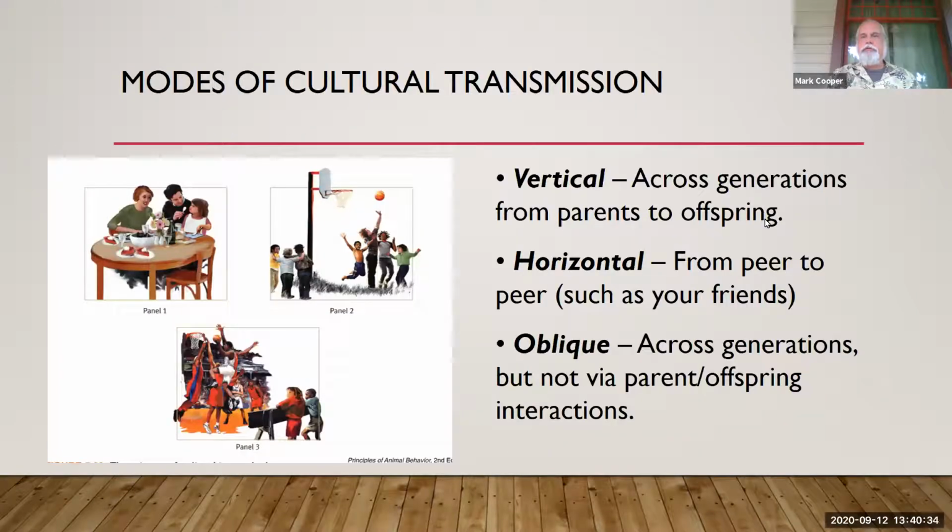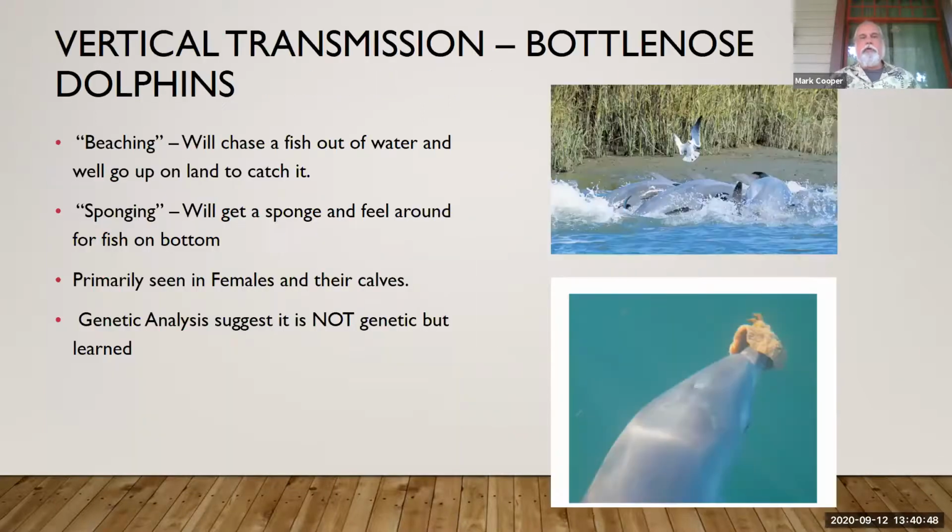So the vertical one is across generations, parent to offspring. The horizontal is peer-to-peer, and the oblique is across generations, but not with the parent. It is with some other adult. So we'll give you examples of all three of these. We'll start with vertical. Happens in bottlenose dolphins.